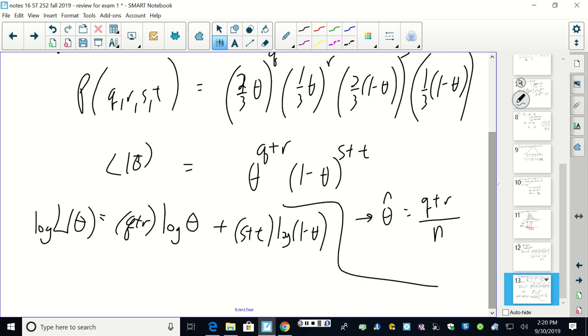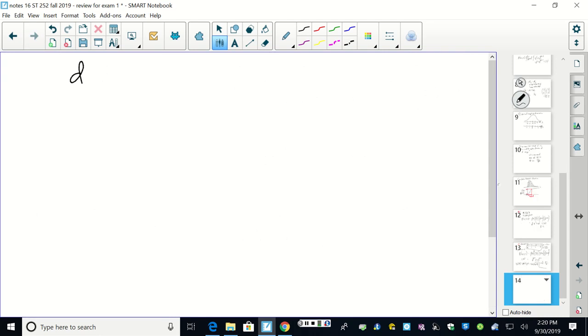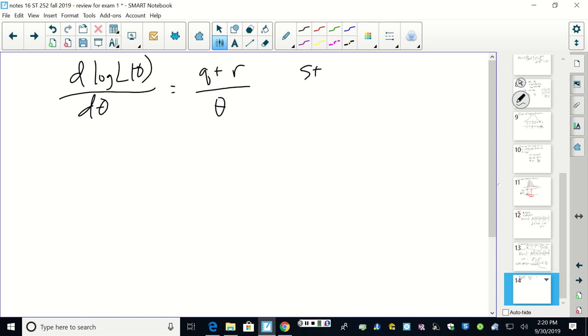So if you take the derivative of that thing, you get Q plus R over theta. And this is another example of a chain rule, S plus T over 1 minus theta. And there's a minus there. So I'll write that on the next page. The derivative of the log likelihood for theta in this case was Q plus R over theta, and then S plus T over 1 minus theta. And the chain rule gets another negative here. Set it equal to 0.